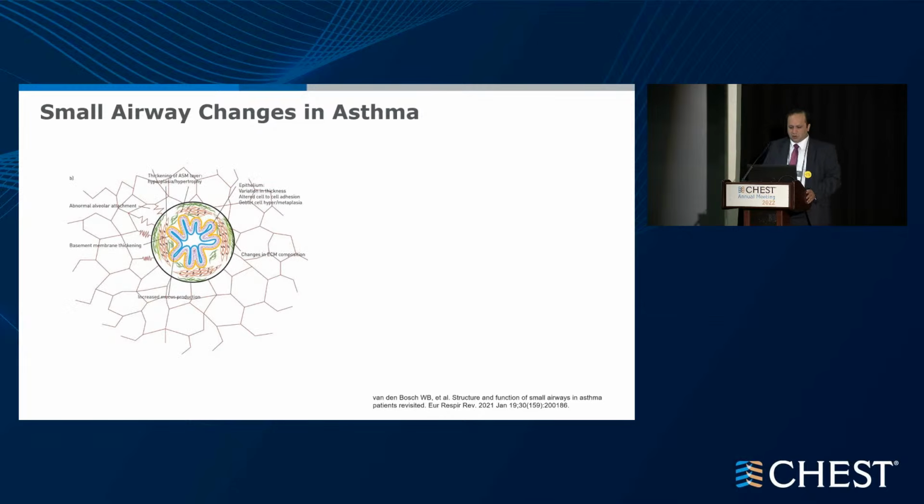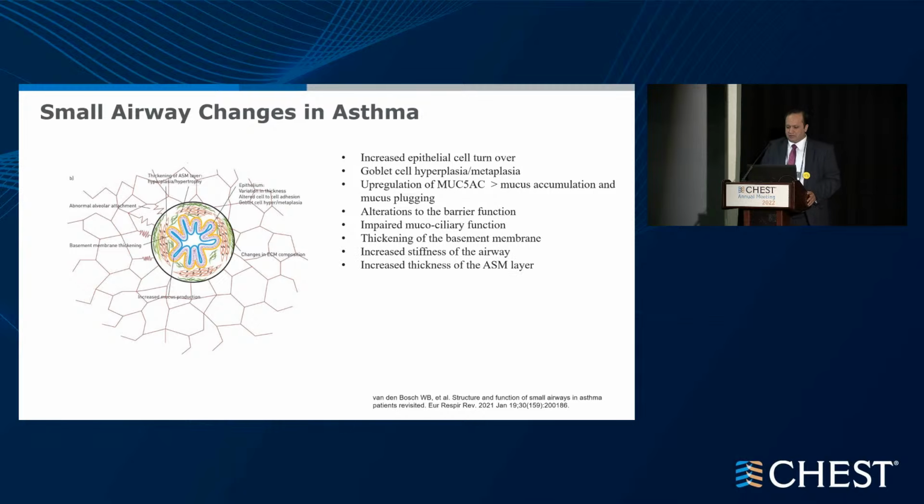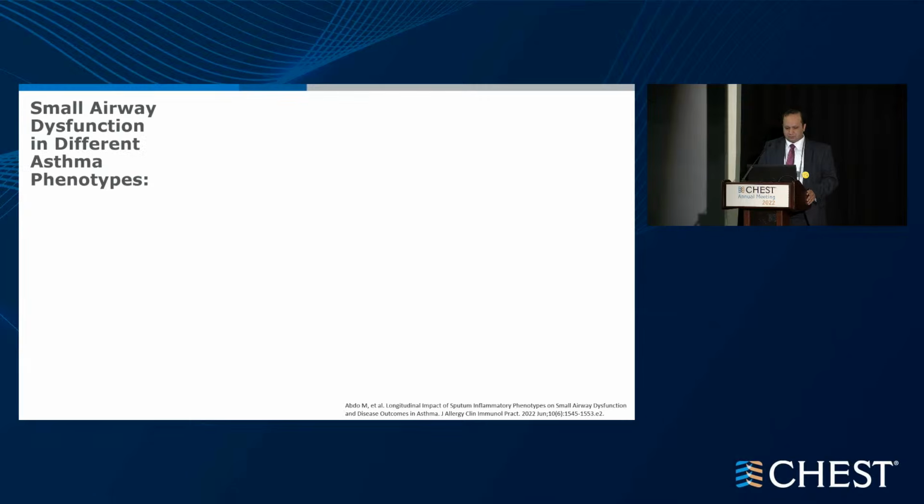So what happens to small airways in asthma? There is increased epithelial cell turnover, and also hyperplasia of the goblet cells. Combined with the upregulation of MUC5AC, which is not seen in normal airways, there is mucus accumulation and plugging in the small airways. That leads to alteration in the barrier function and impairment of mucociliary function. It further leads to thickening of the basement membrane, which causes the stiffness of the airway. There is also increased thickness of the airway smooth muscle wall, which is usually not present at that level.